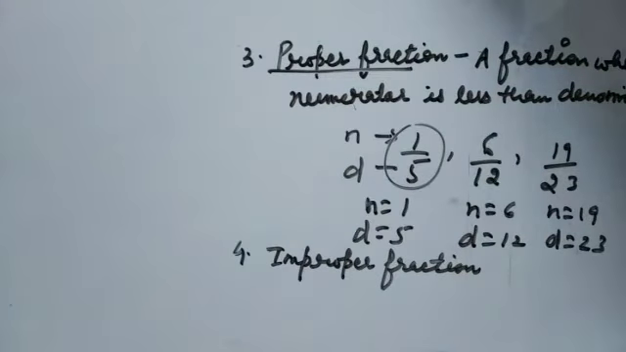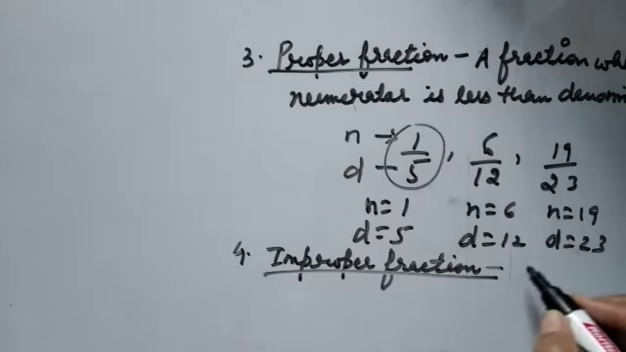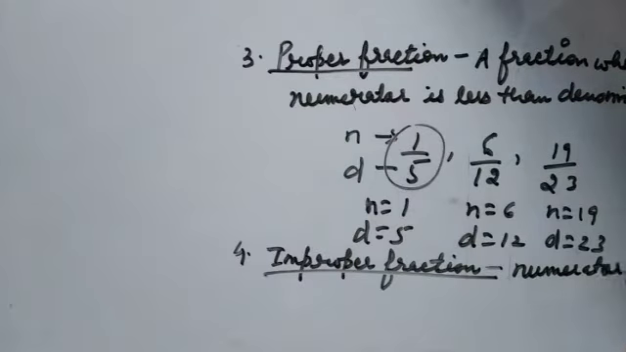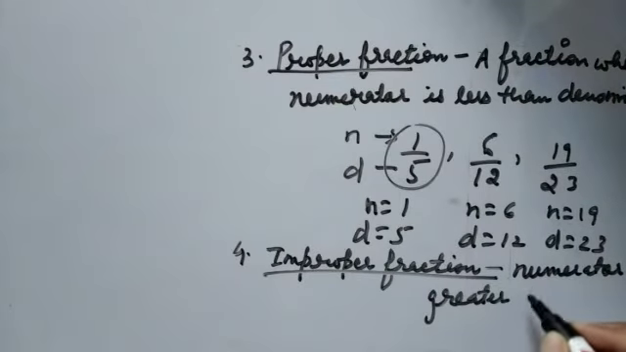Fourth is improper. Improper fractions are just opposite to proper fractions. Here, a fraction in which numerator is greater than denominator.